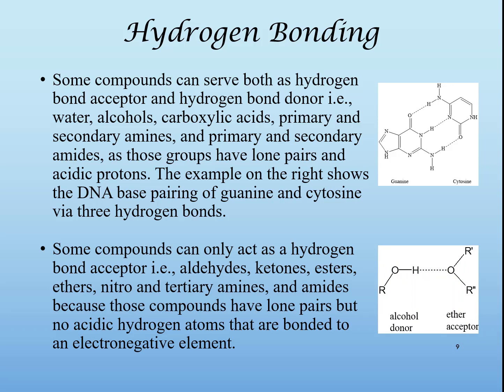We also know some compounds that can only act as hydrogen bond acceptors, molecules like aldehydes, ketones, esters, ethers, nitro compounds, tertiary amines, and amides do not have a hydrogen attached to an electronegative atom. As a result, they can only act as an acceptor, as shown in the diagram here, which shows the interaction of the alcohol as a donor with an ether as an acceptor.